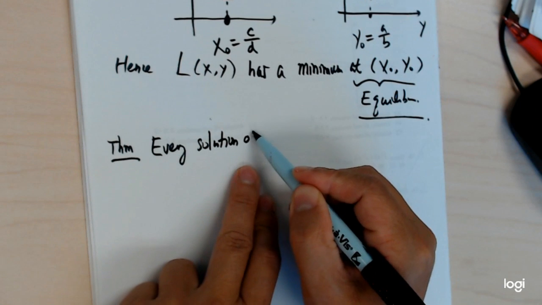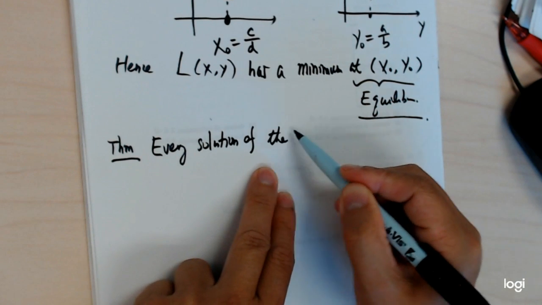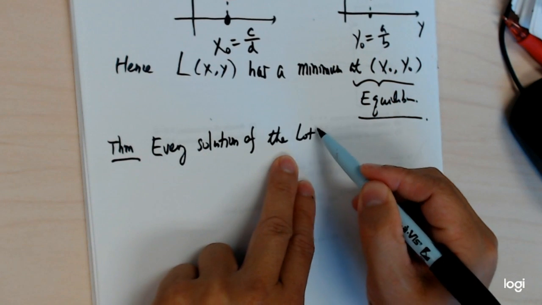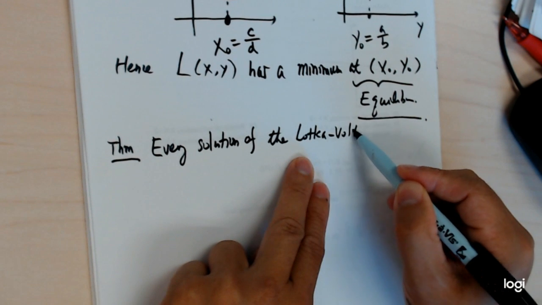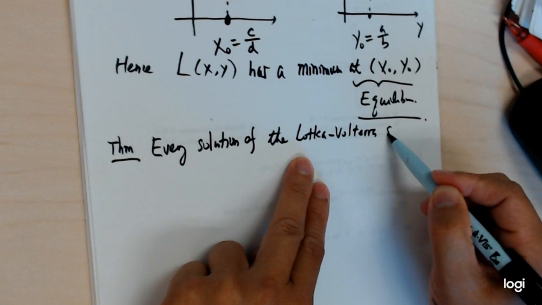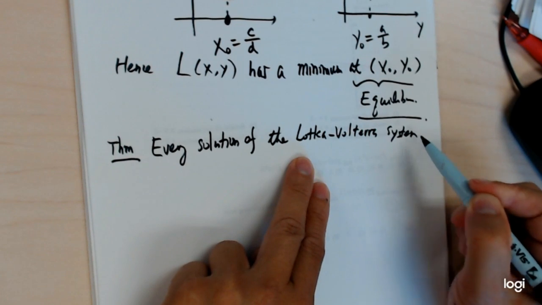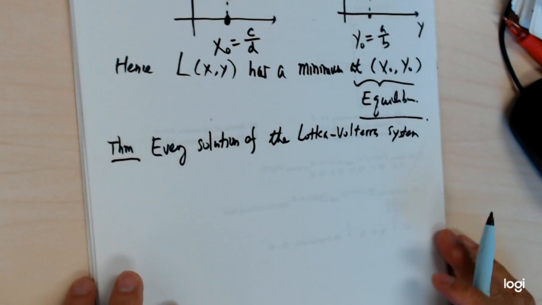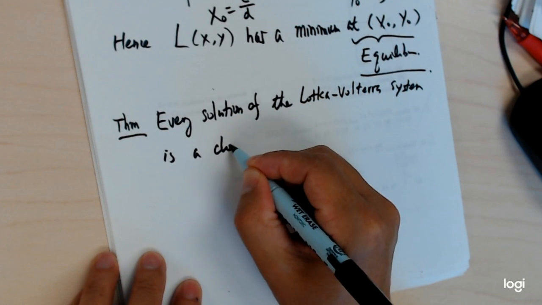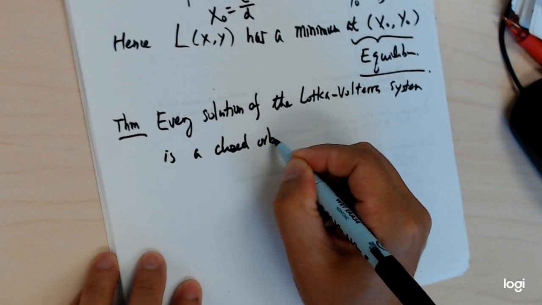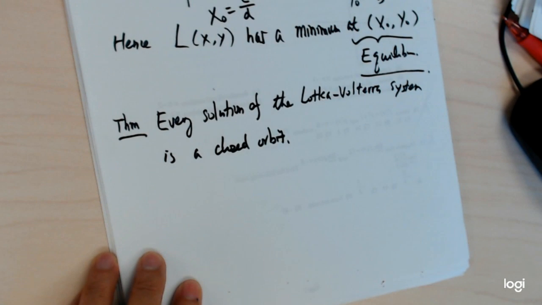Every solution of the model that we presented, the Lotka-Volterra model or system, every solution is a closed orbit. Okay.